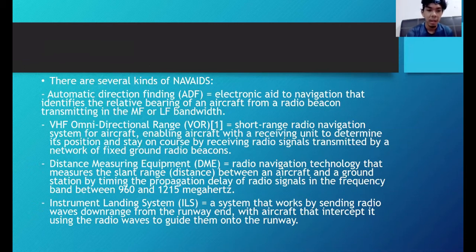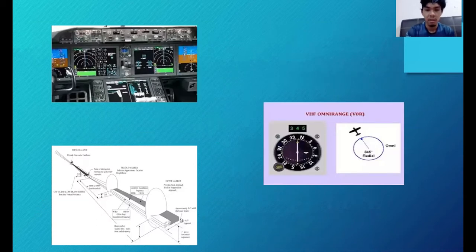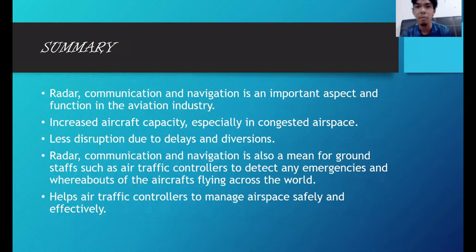1215 megahertz. Next one is the Instrument Landing System, or ILS, which is a system that works by sending radio waves downrange from the runway end, with aircraft that intercept it using the radio waves to guide them onto the runway. This is basically used at the airport control tower to help the aircraft land on the runway safely, and also maintain the separation distance between one aircraft and another aircraft. Okay, these are the examples. That's all. Thank you.